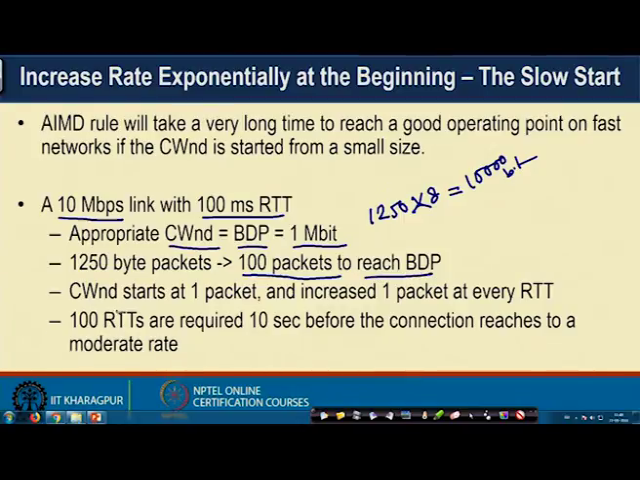Now, if you assume that the congestion window starts at 1 packet and is increased by 1 packet at every RTT, because this RTT is based on the rate at which you are receiving the acknowledgement, you require 100 RTTs. 100 RTTs at 100 milliseconds per RTT is approximately 10 seconds before the connection reaches a moderate rate, or its maximum capacity.